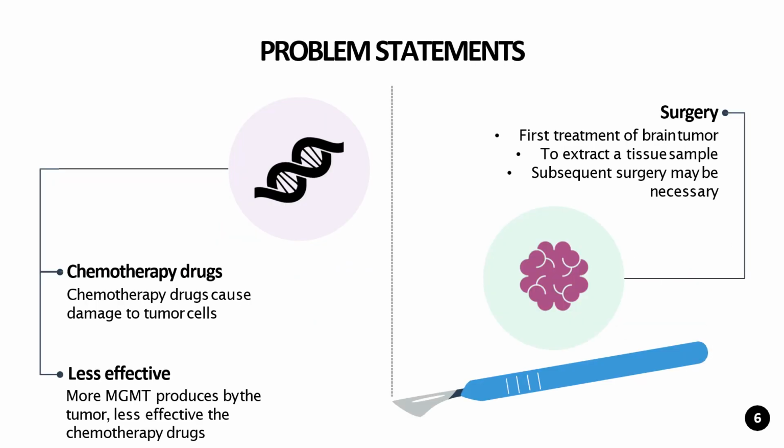Problem statements. Chemotherapy drugs are used to treat the cancer. However, chemotherapy drugs can cause damage to tumor cells. And if the brain tumor patient produces more MGMT, it will cause the chemotherapy drugs to be less effective. So the patient needs to go for surgery. Surgery is the first treatment of brain tumor. It requires a tissue sample to be extracted, and subsequent surgery may be necessary.